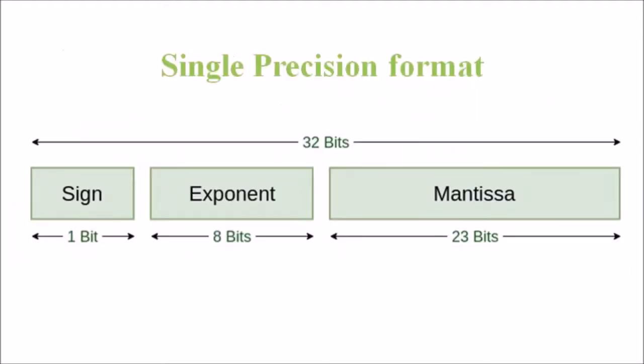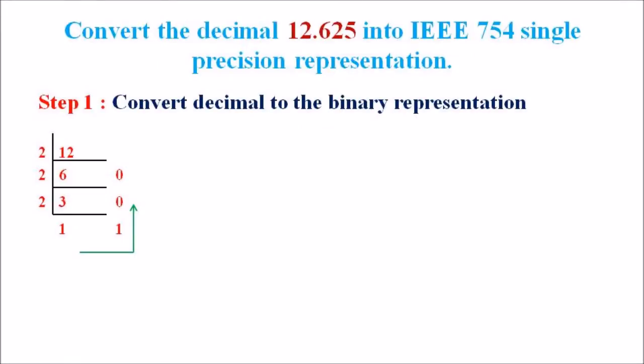The IEEE 754 standard specifies binary32 as having a 1-bit sign, 8-bit exponent and 24-bit significand precision. So this 32 bits is divided into 1-bit sign, 8-bit exponent and 23 explicitly stored significand bits. This can be discussed with the help of an example. So my dear students, consider the example. We are going to convert the decimal number 12.625 into IEEE 754 single precision representation.